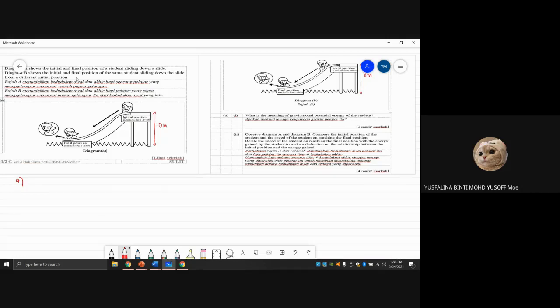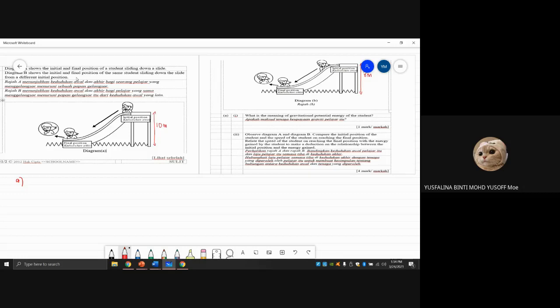Can you remember? Teacher, don't ask about Form 3, we already forgot. The energy possessed by an object when it has a greater height. Okay, not quite. If I give you marks, out of 1, I can only give you half. Any idea? Maybe because last year we only had online class.